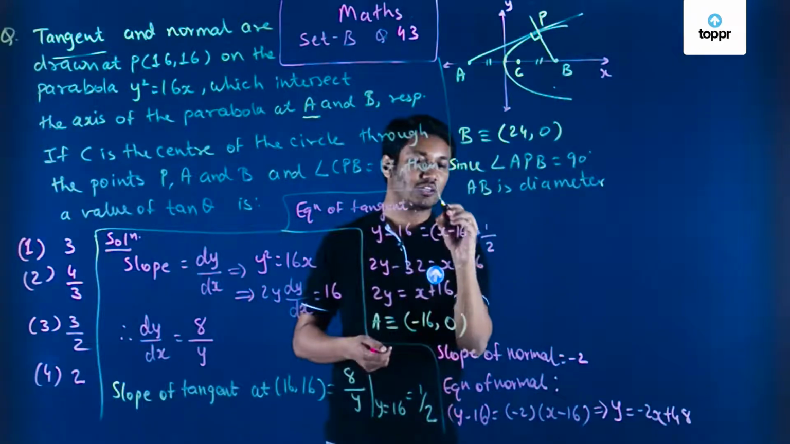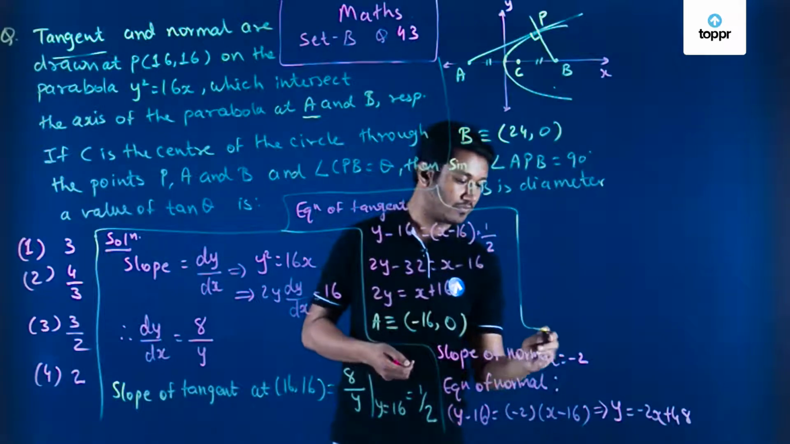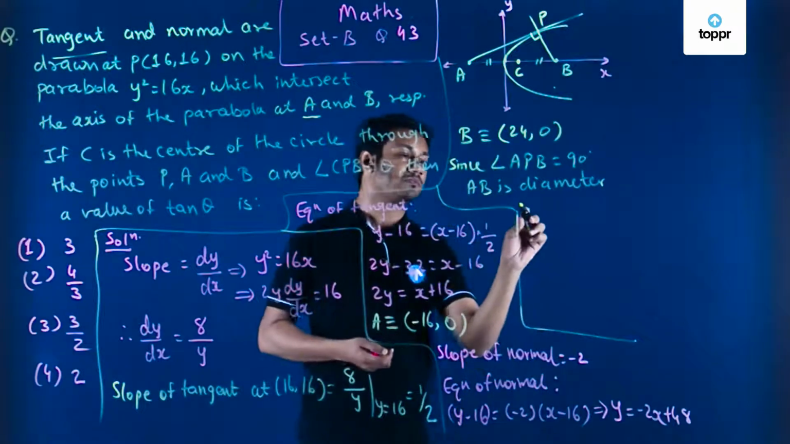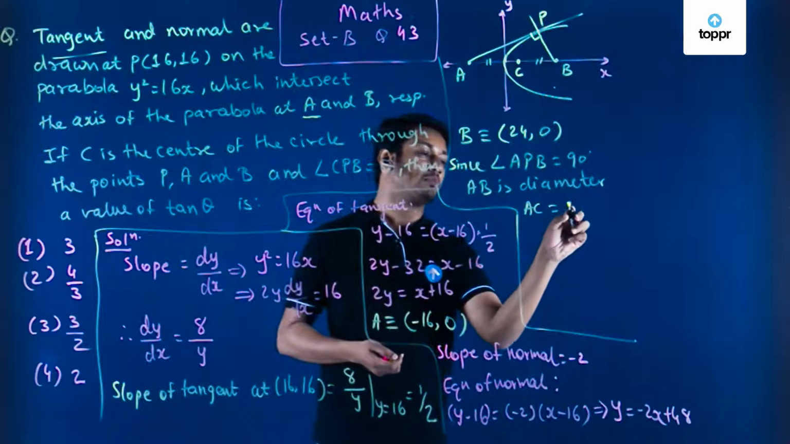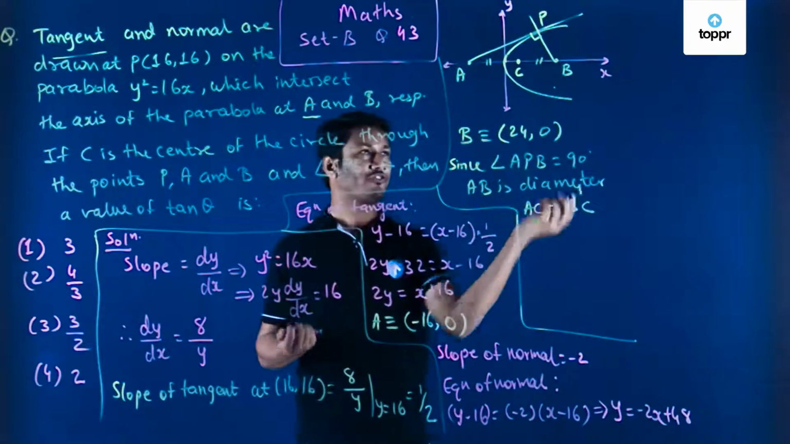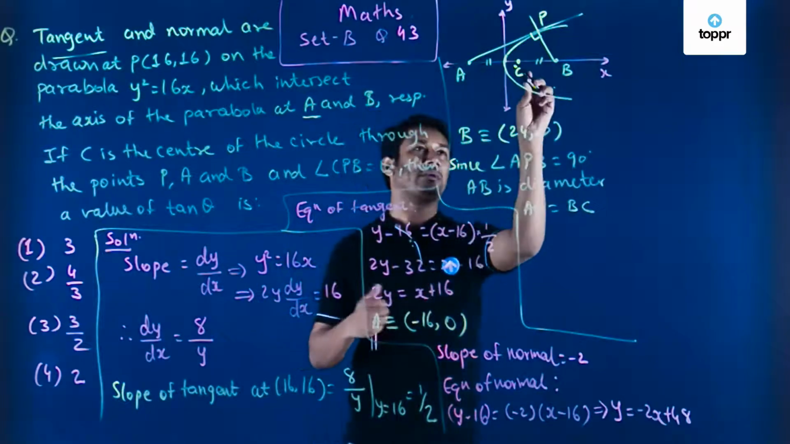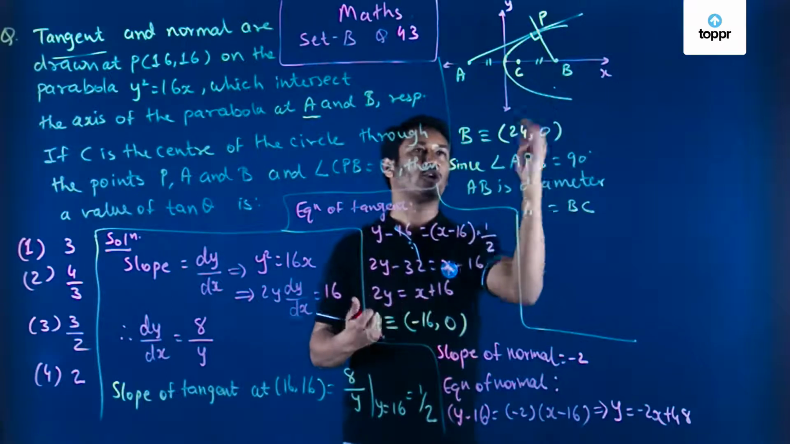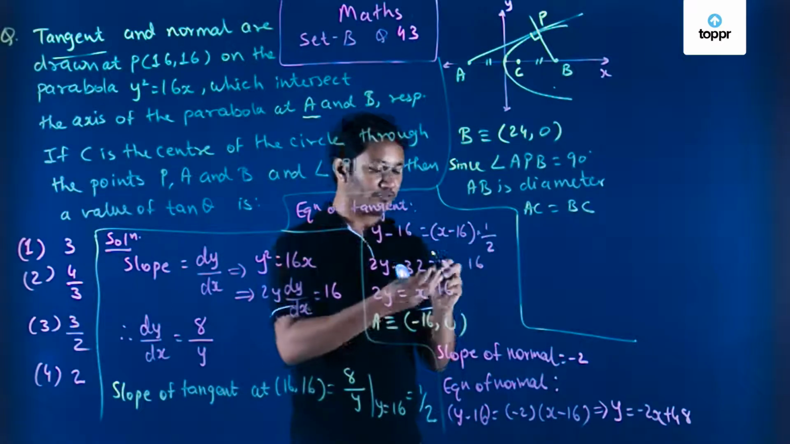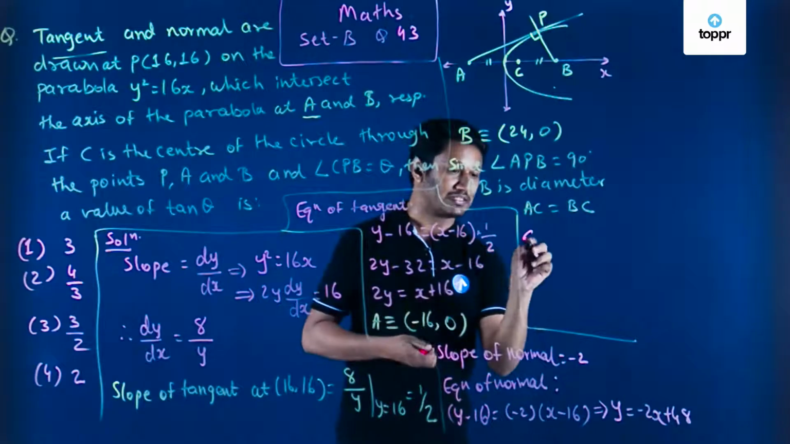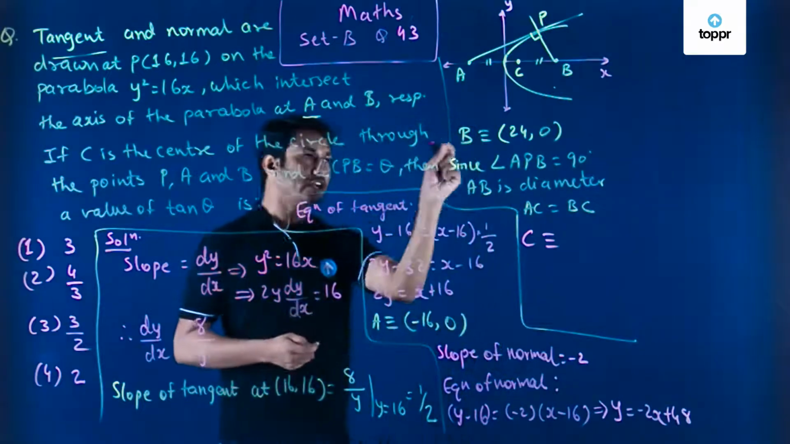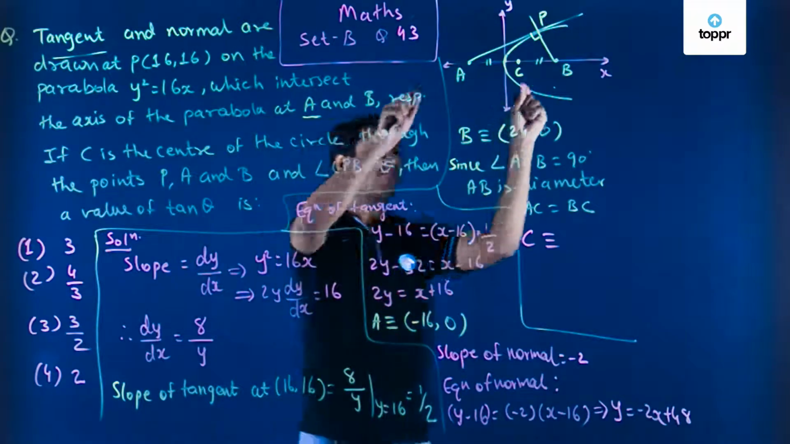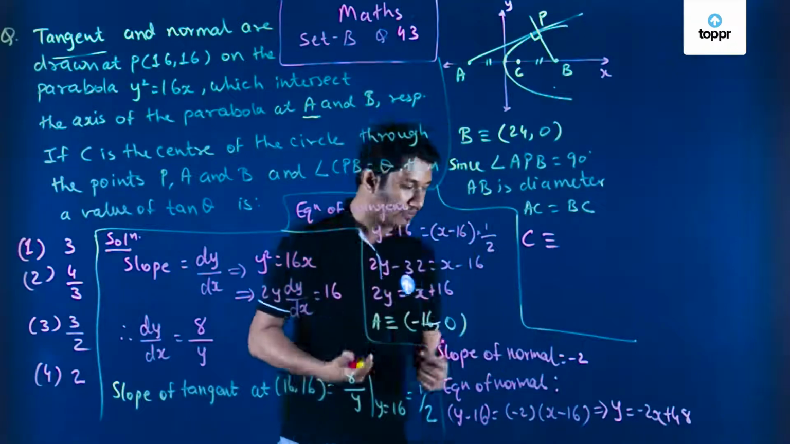So we further conclude that AC is equal to BC, and that means C is the midpoint of AB. The moment we say AB is a diameter and C is the center, C has to be the midpoint of the diameter. So if C is the midpoint of the diameter, what will be the coordinates of point C? The coordinate of a midpoint when the endpoints of a line segment are given is something we can find out.